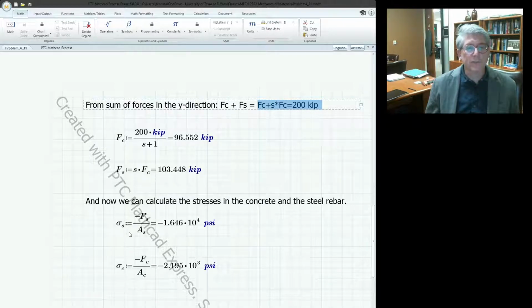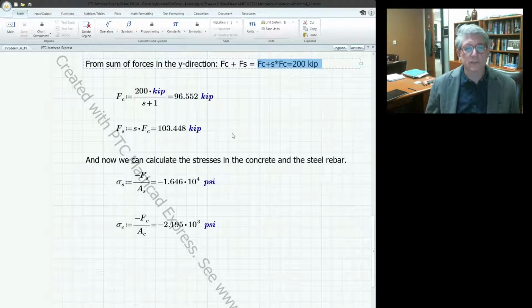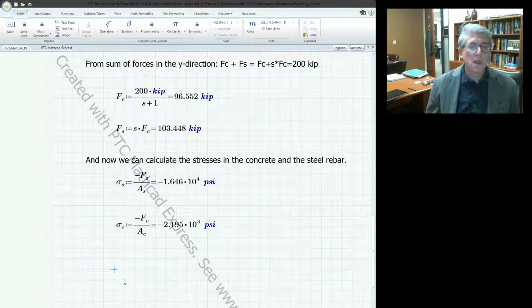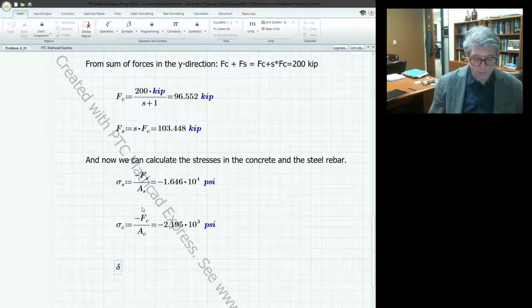Then I can figure out the stresses. The stresses are just the forces divided by the area. And so here they are, calculated and giving you those results in psi. And if you want to really do a check, let's just check the displacements and make sure they're the same, right? This is something you probably may not do on a homework because it's extra calculation, but it's not so bad to do it here.